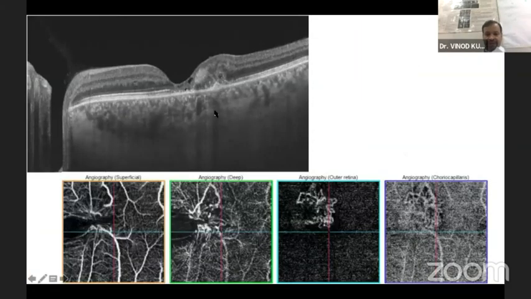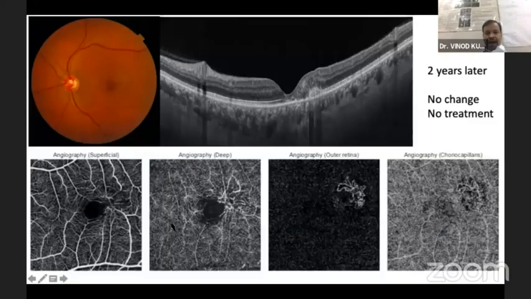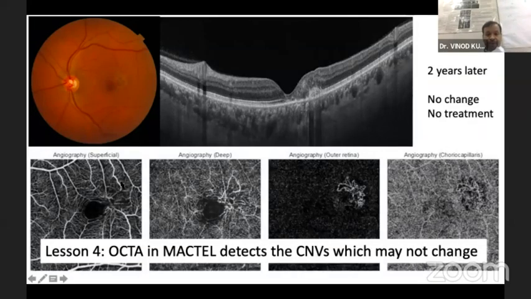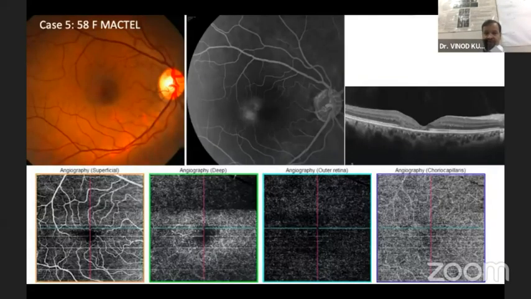Interestingly, when we did OCTA in this particular patient, we saw a very clear network of vessels, both in the outer retina as well as in the deep retina. To our surprise, we did not offer any treatment as there was no fluid, but this network did not change even after 2 years. So the lesson we learned from this patient is that OCTA, especially in MacTel, can detect CNVMs which do not change over a period of time.